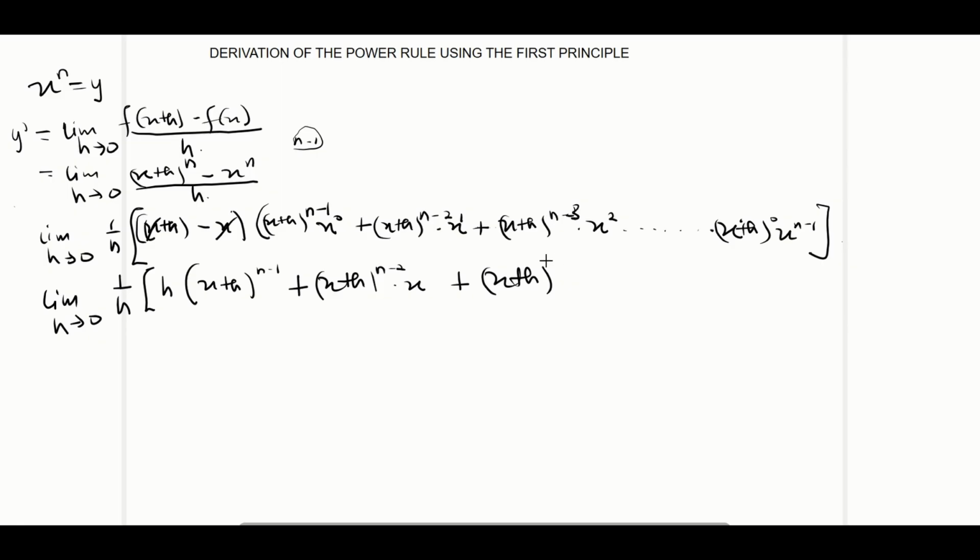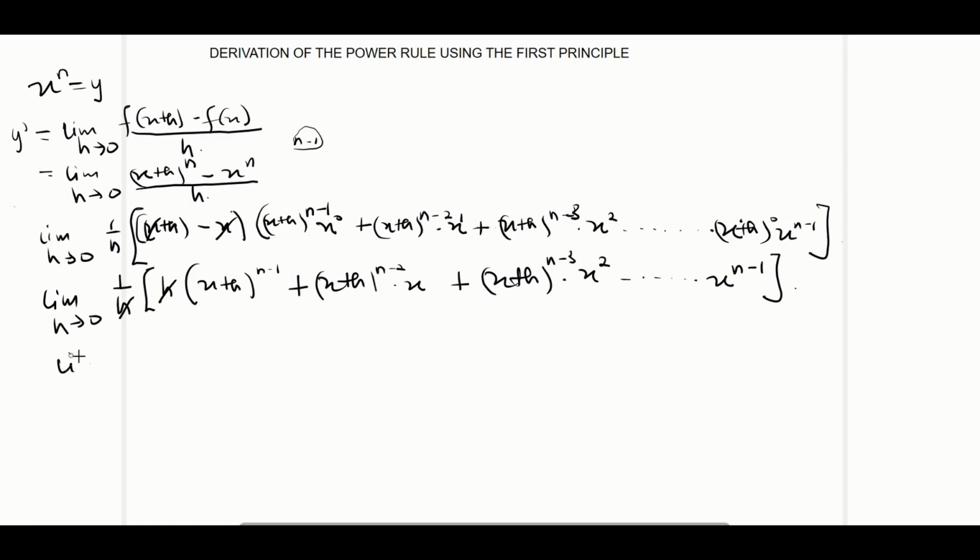But here it is what? (x + h)^(n-3) multiplying x to the power 2, all the way up to the last term. This now becomes what? 1. So we have x to the power n minus 1. From there, we know that this h can also cancel this h. Then we now evaluate the function where h approaches 0. So wherever we see h, we put 0 over there.